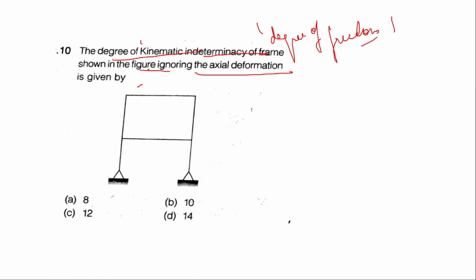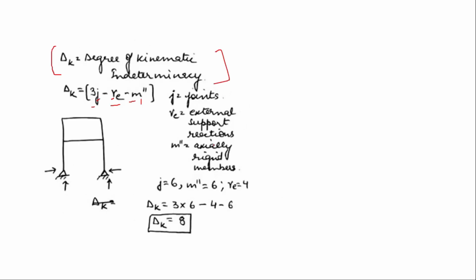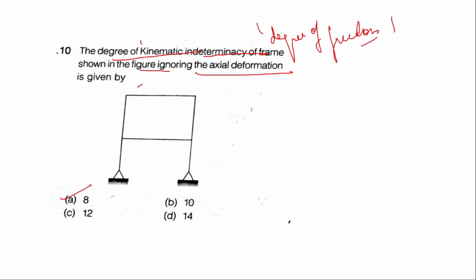It has been mentioned that we are ignoring the axial deformation, so these are the axially rigid members. The axially rigid members are 1, 2, 3, 4, 5, 6, so 6 members. The number of external support reactions: suppose these two are hinged, so 1, 2, 3, 4, re is equal to 4. The joints are 1, 2, 3, 4, 5, 6. If we replace these values in the above equation, we get dk as 8. So 8 is the right answer.